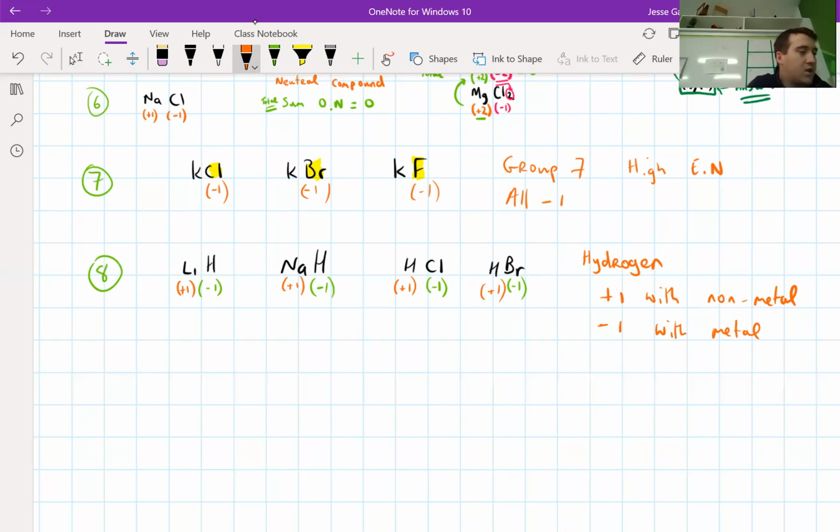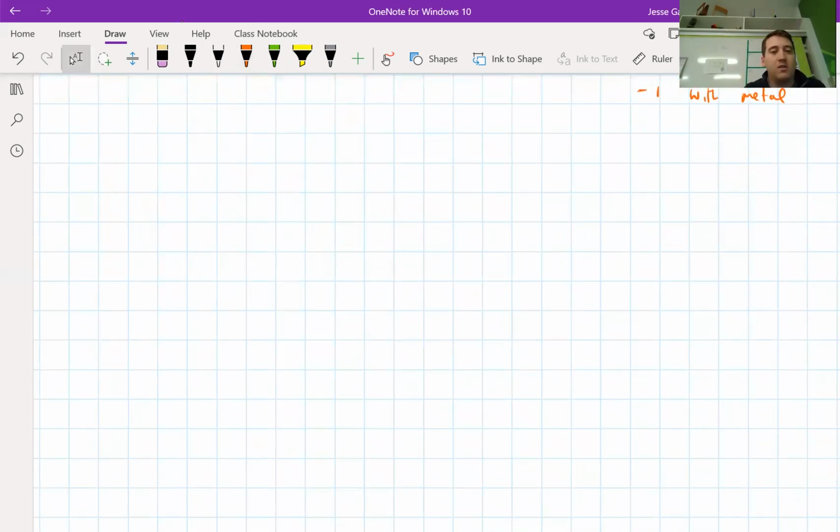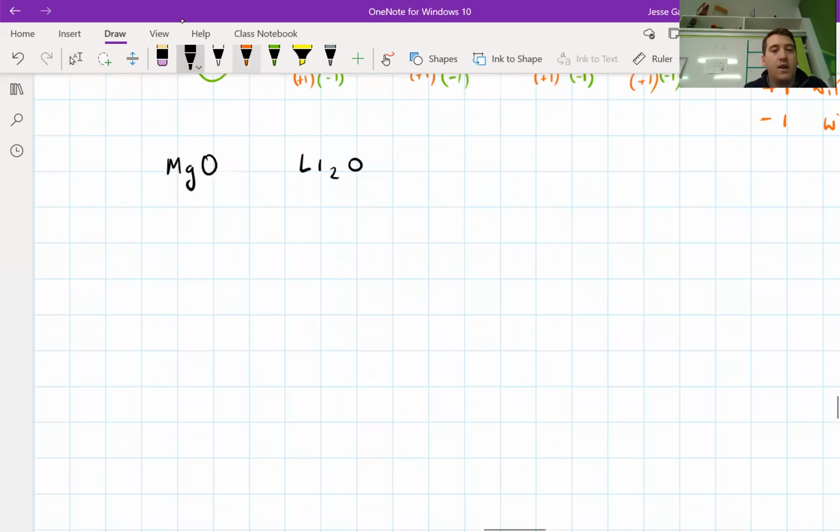Now, there are just a couple more. The next rule that we're going to look at is oxygen. So let's say we take magnesium oxide, we take lithium oxide, and let's just do these first. In this case, magnesium's in group 2, it's going to have a +2 oxidation number. It's very easy to see here, then that means oxygen is -2. That should make sense too, because oxygen is a non-metal in group 6, it's going to gain 2 electrons, usually, and become -2 ions. So -2 makes sense. In this case, lithium is in group 1, it's a +1 ion.